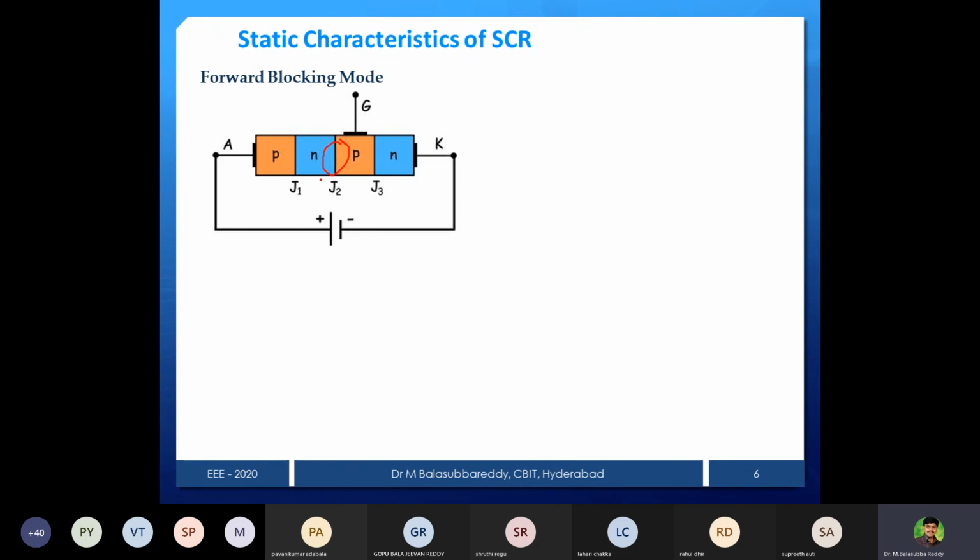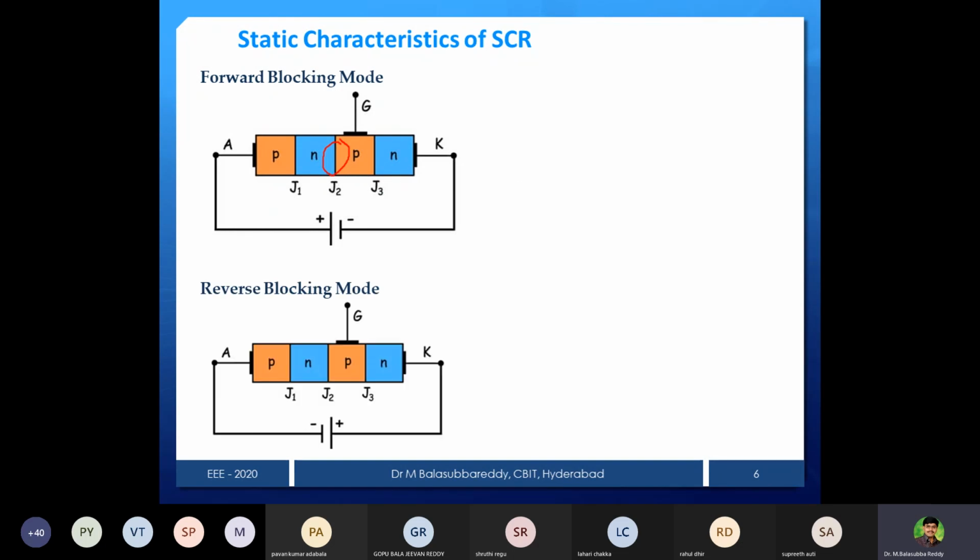So forward blocking mode means the anode is positive with respect to the cathode, junctions J1 and J3 are forward biased, J2 is reverse biased, and because of the depletion layer present at junction J2, no current passes from the anode to the cathode, except a very small leakage current. That current is not sufficient to break junction J2, and hence this state I call the forward blocking mode of operation. Now we'll see the reverse blocking mode.